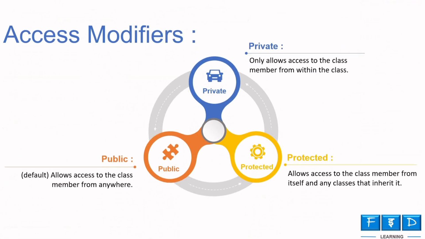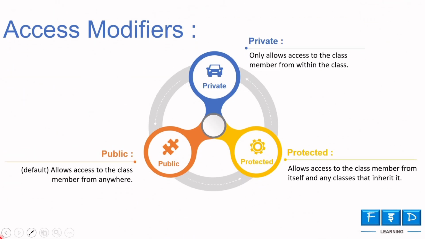Next, we will learn about access modifiers. Access modifiers control the visibility and accessibility of class members, and class members are nothing but properties and methods. So there are three main visibility modifiers in TypeScript: private, public, and protected. Private only allows access to the class member from within the class. So the members declared as private are only accessible from within the class itself.